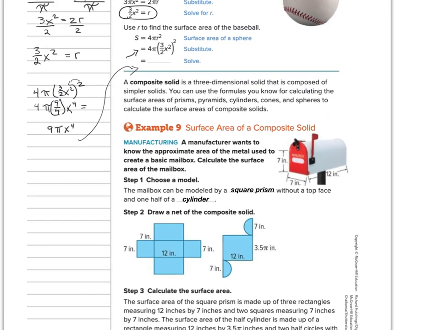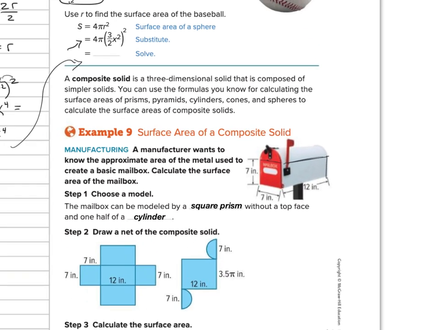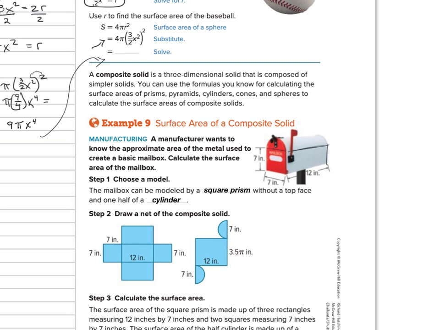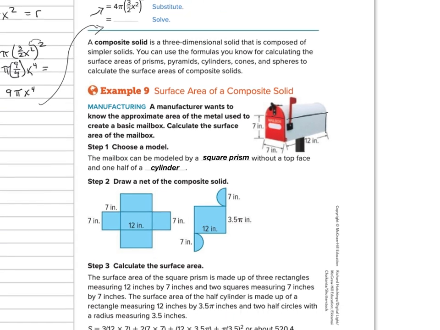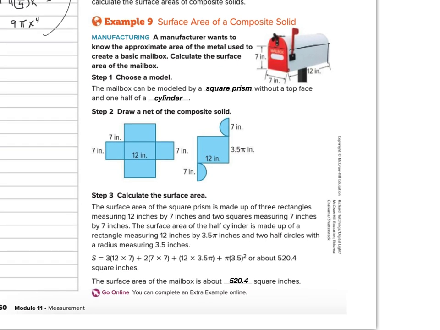Composite solids, same thing. You have to think about what you're painting, what you're not painting when it comes to surface area. You don't have formulas for every composite object out there, but we can break it down into things that we understand. For example, what they're trying to say here in this image is that we have a half cylinder up top of our mailbox, and then we have a rectangular prism in the bottom. So they're saying, hey, look how we can break this into pieces that are useful to us. The manufacturer wants to know the approximate area of the metal used to create that can. So we have the half cylinder, breaking it down into components, and being able to calculate the surface area.